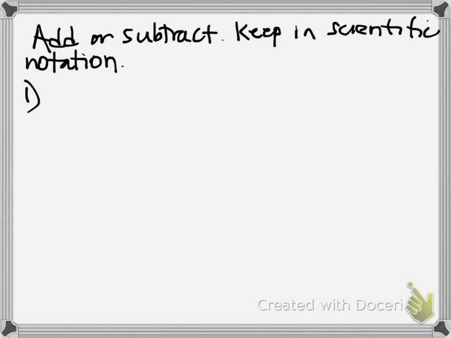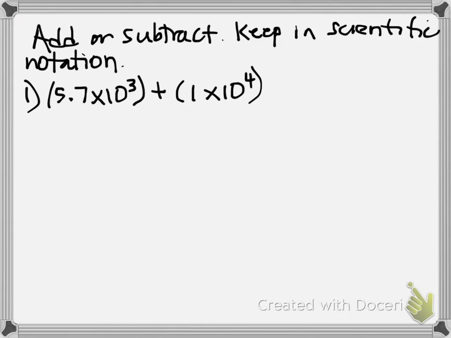So let's do 5.7 times 10 to the third. And I want to add to that 1 times 10 to the fourth. So our first step is to look and ask, do we have the same exponent? And the answer is no, we don't. So then we identify which one has the smaller exponent. The 5.7 times 10 cubed, he's the one we're going to do a little alteration on.